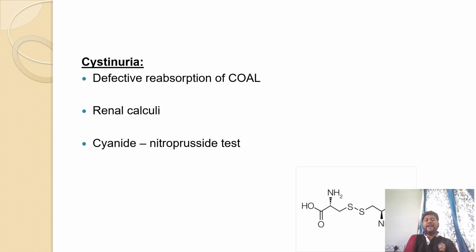Okay, so how can we diagnose this? Usually patients with excess excretion of cystine or homocysteine in the urine will show a positive response to the cyanide nitroprusside test. What is the treatment for these patients? You can advise them to have plenty of fluids, and also give an alkalinizer so that the pH of the urine will be increased and the chances of precipitation of cystine will be reduced, so that stone formation can be reduced.